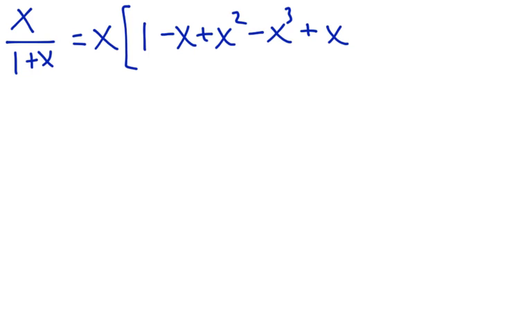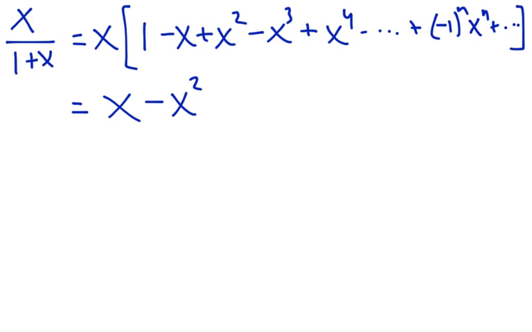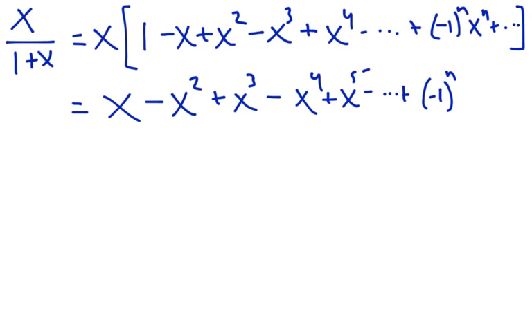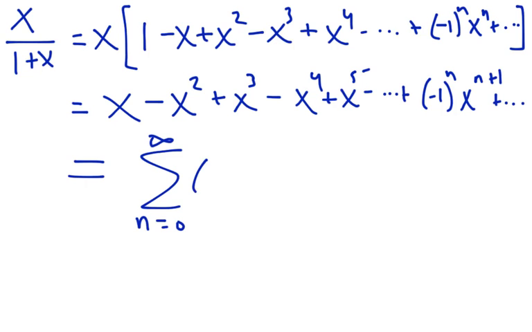So we can write this as x times 1 minus x plus x squared minus x cubed plus x to the fourth minus plus negative 1 to the n, x to the n, plus... And so now all we have to do is distribute, and we get x minus x squared plus x cubed minus x to the fourth plus x to the fifth minus plus negative 1 to the n, x to the n plus 1 plus... Or in summation notation, we would still get the sum from n equals 0 to infinity, negative 1 to the n, and here we'll have x to the n plus 1.